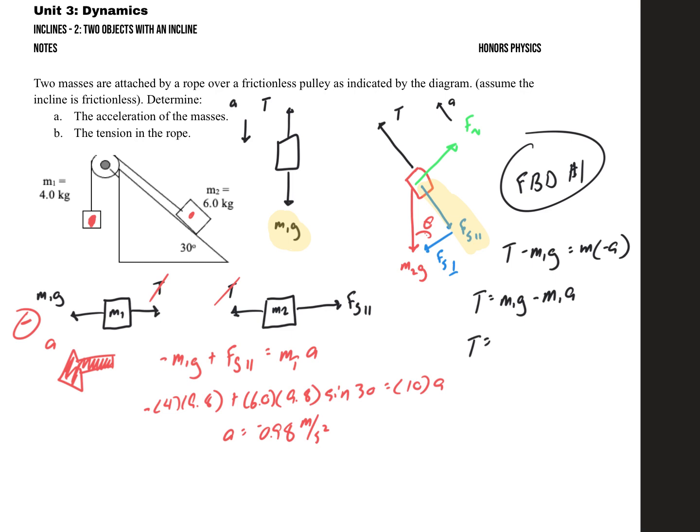When we plug all that in, we should get a value of about 35 newtons. Check my math on that and make sure I'm right. But that is how you approach these frictionless incline problems.